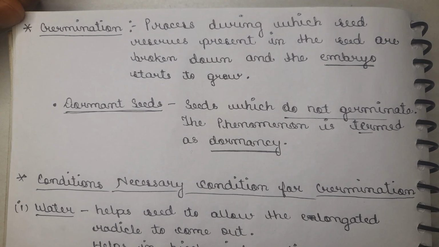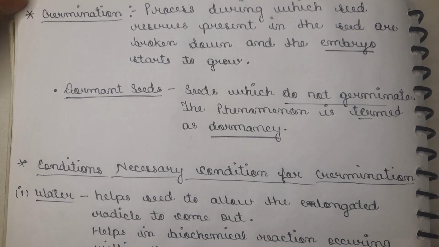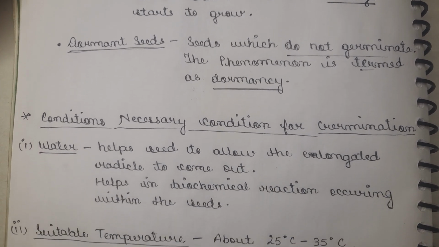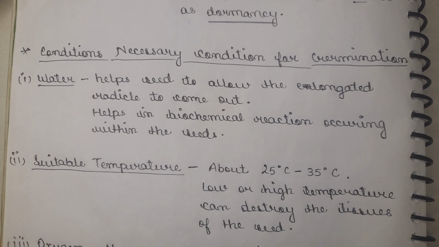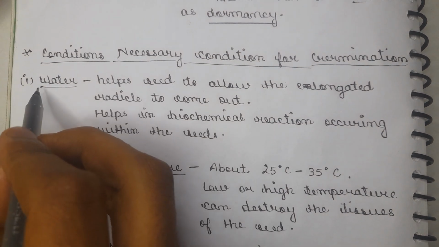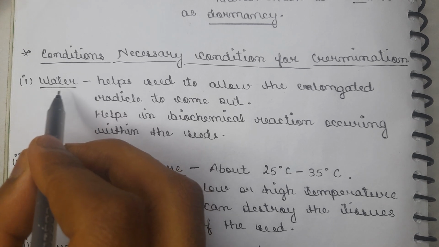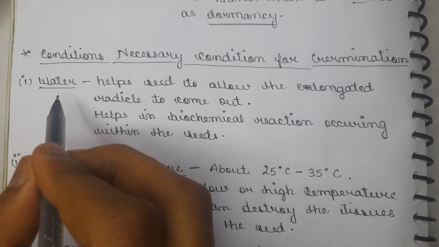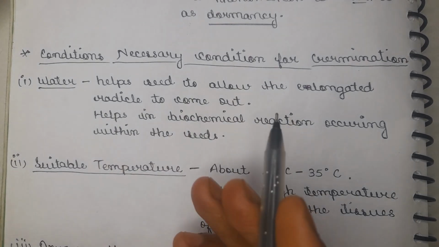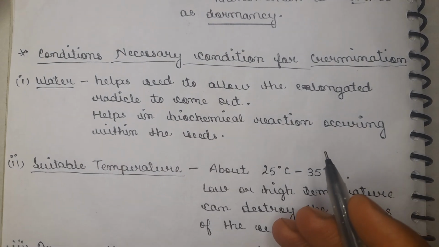Now the topic starts with the conditions necessary for germination. So what are the conditions required during the process of germination? The first one is water. We all, humans and animals, require water. Our body is made up of about 70% water. So seeds also need water for their survival.